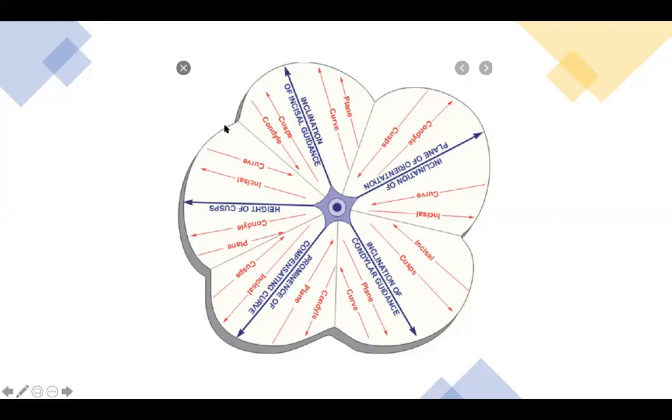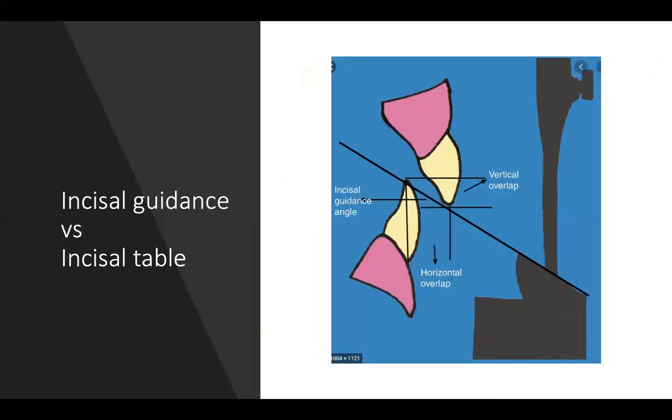What it is in fact showing is the things that are to be taken care of while rehabilitating a patient's occlusion. If you just remember these few things together, you would be able to easily understand the rest of the concept. I'll start from this side: inclination of the plane of orientation, inclination of condylar guidance, prominence of the compensating curves, the height of the cusps, as well as inclination of the incisal guidance. So we will take up one by one, what is the incisal guidance.